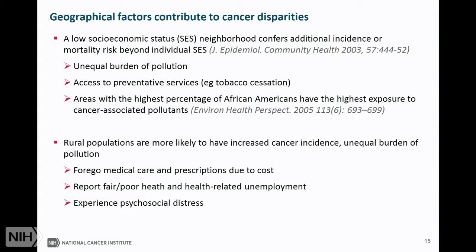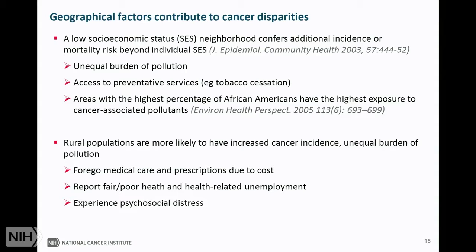So what does that mean? It means that the neighborhood one lives in is an important determinant of cancer incidence, rather than just your individual socioeconomic status, and that's important. So how does it do that? Well, pollution, as Neil talked about in his seminar, is a key cause of cancer disparities, and it's known that certain communities with a higher representation of African Americans also experience a higher burden of pollution. So these are all important factors.